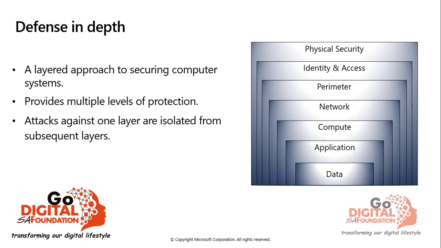And then we have the perimeter layer. It uses distributed denial of service protection to filter large-scale attacks before they can cause a denial of service for users.